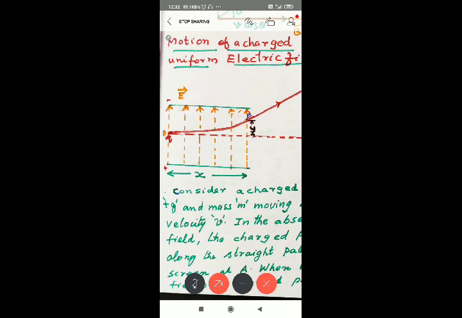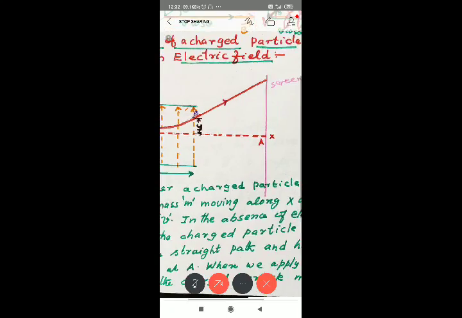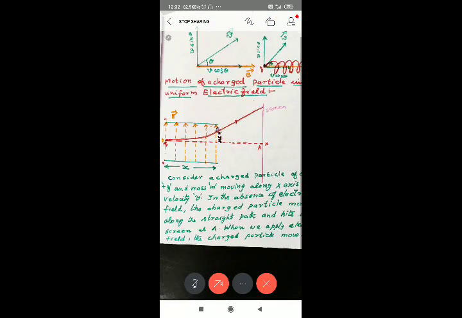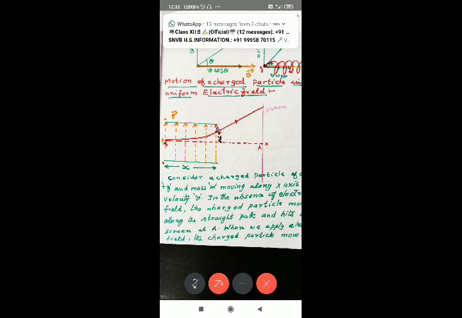If there is no electric field, the charged particle will hit at point X on the screen. But when we apply the electric field, it moves accelerated upwards. Acceleration is equal to force by mass, force equal to QE, so QE by m will be the acceleration. It is accelerated in the direction of the field and moves in a parabolic path.